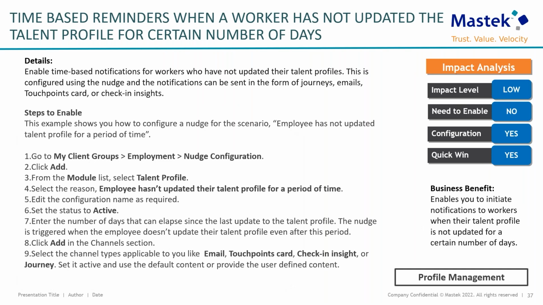The next one is again related to nudges. Similar to the previous one, for talent profile or profile management as well, there is a scenario introduced named employee has not updated talent profile for a period of time. Using that scenario, which you will find in the nudge configuration page, you will be able to enable a time-based notification for workers or managers who have not updated their talent profile. When you use a nudge, you can send out notification in the form of email, or you can even create journeys along with your nudges, and it also works in conjunction with touchpoints.